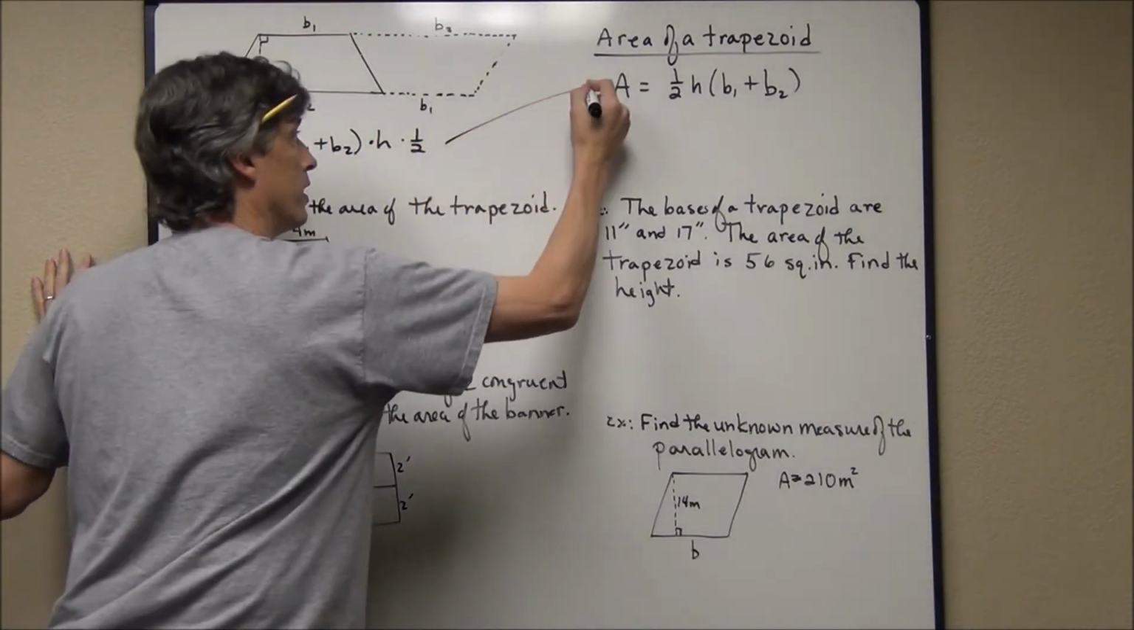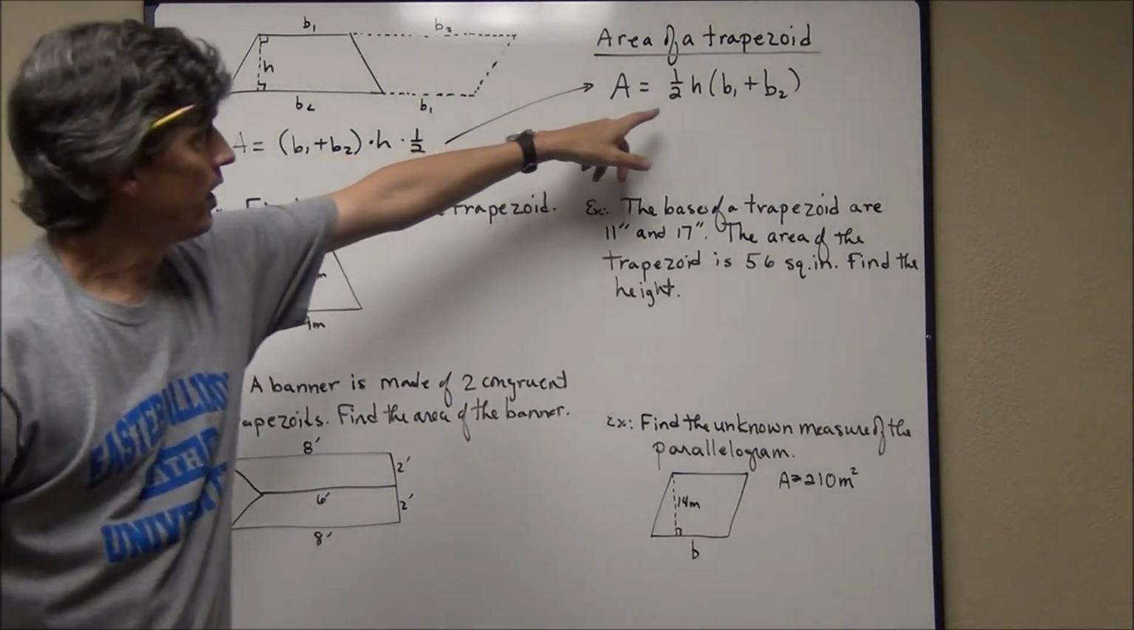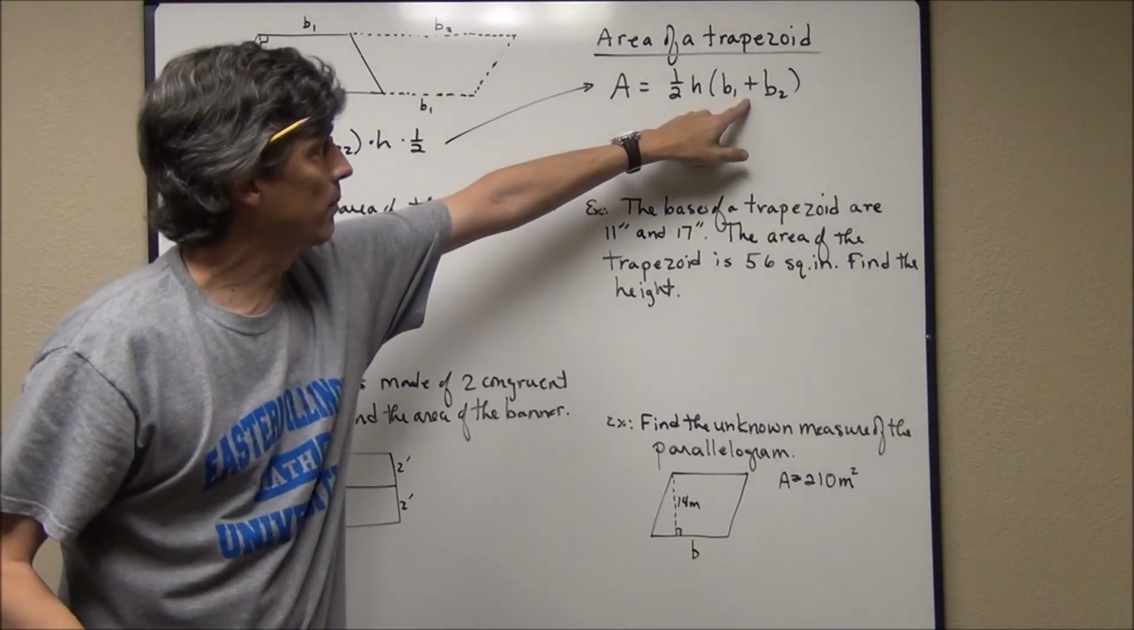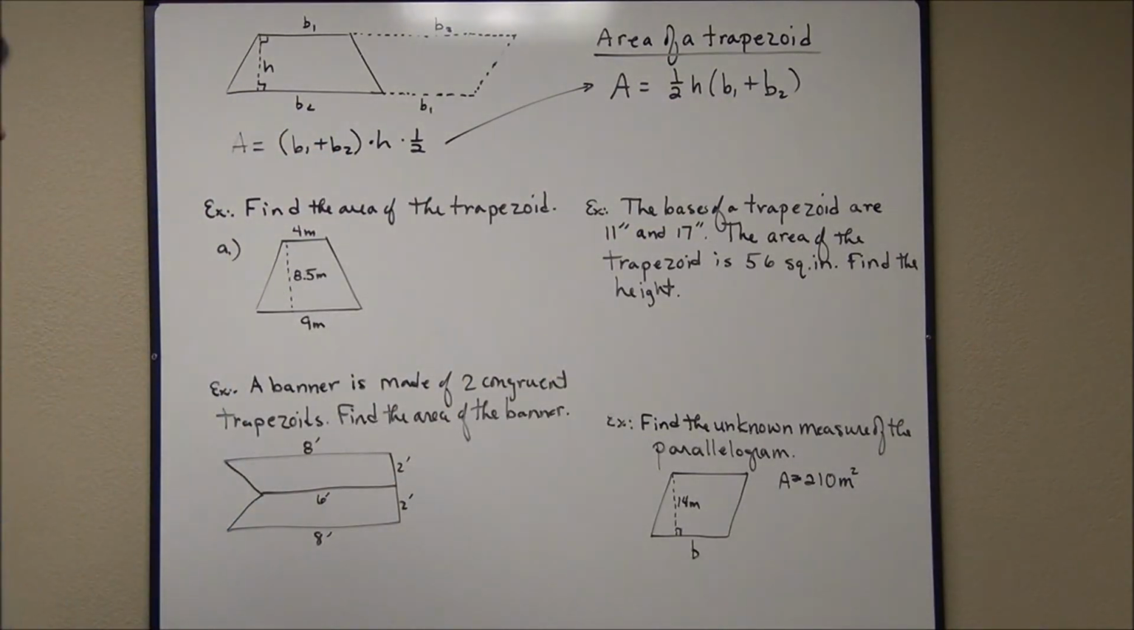And now you can bring it over to here and you can see my formula for finding the area of a trapezoid. It is 1/2 times the height times the sum of the bases, b1 plus b2. So I'm going to use that formula to work a problem out right here. Find the area of the trapezoid.